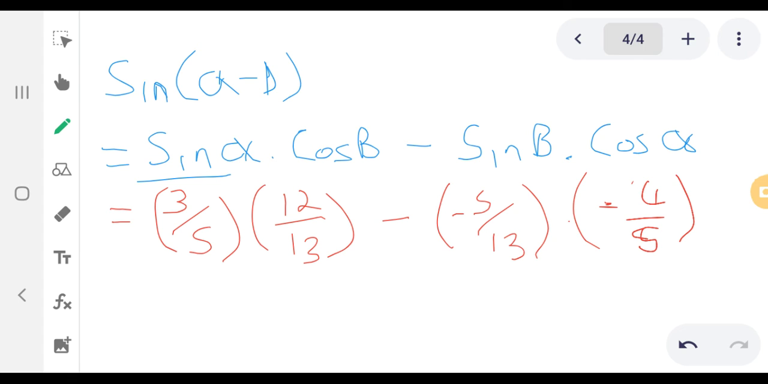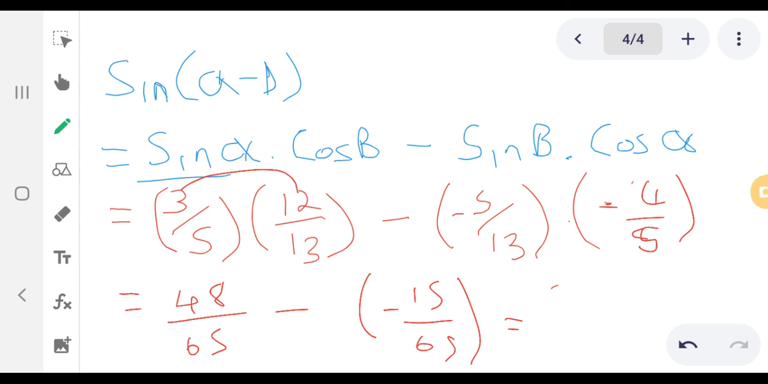Now, if you simplify this a little bit further, we will say that we have numerator multiplied by the numerator, denominator multiplied by the denominator, which ends up giving us 3 multiplied by 12. It gives us 48 all over 65 minus, open bracket, close bracket, then we'll have minus 15 all over 65. Now, if we add up the two, we're actually going to end up with 33 all over 65.